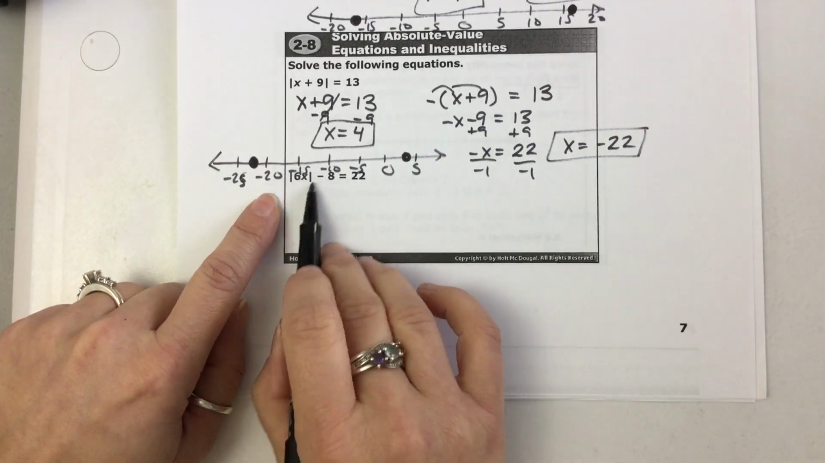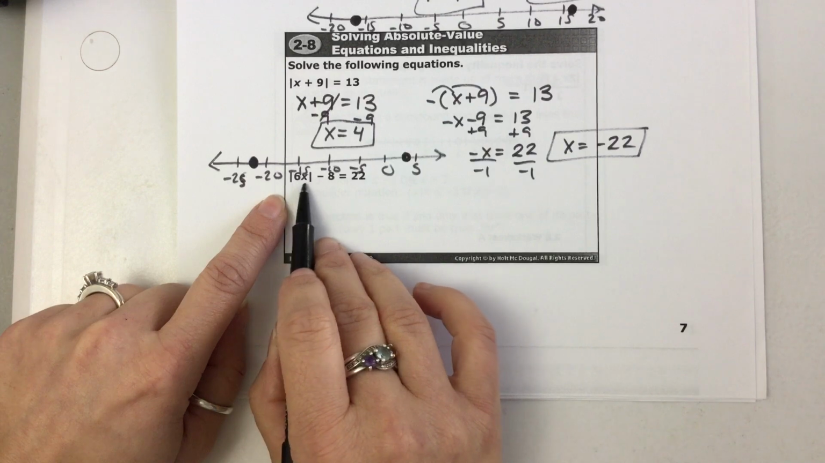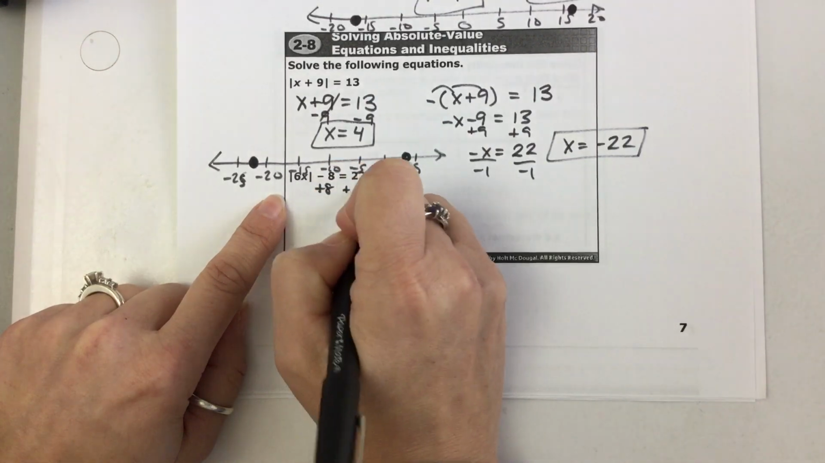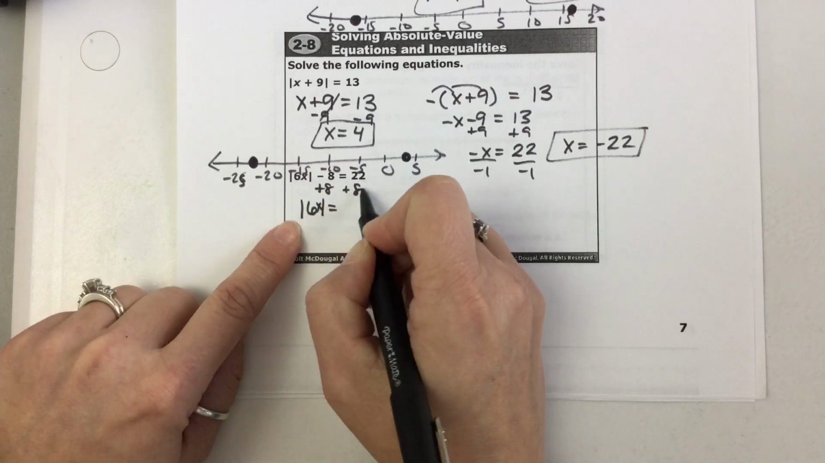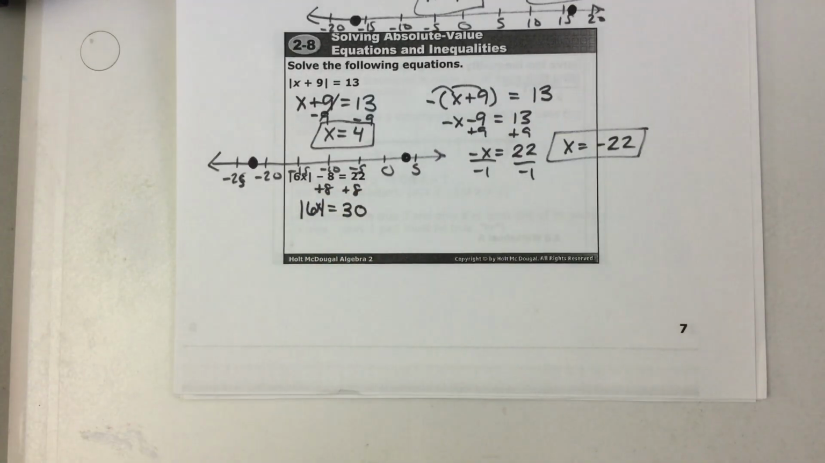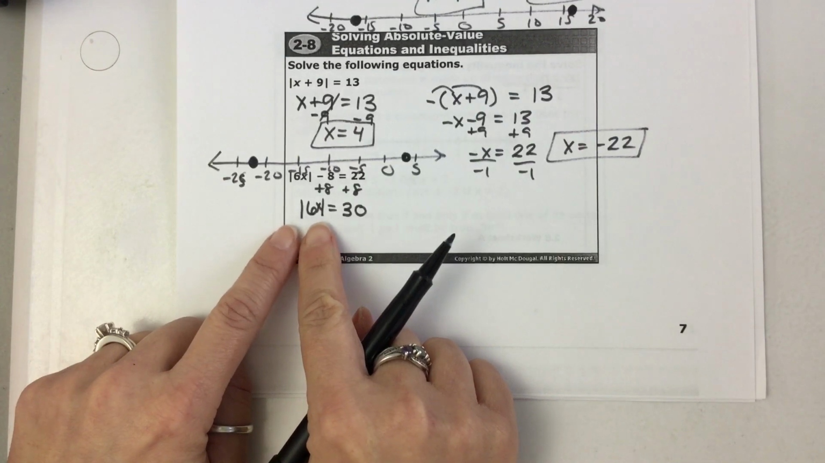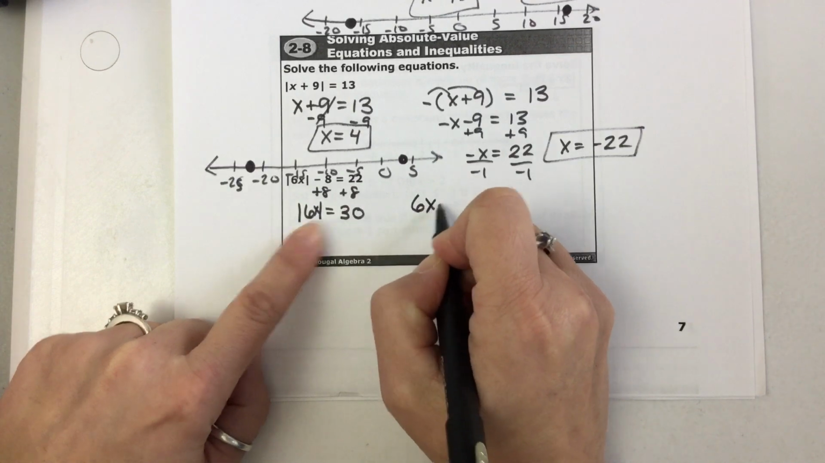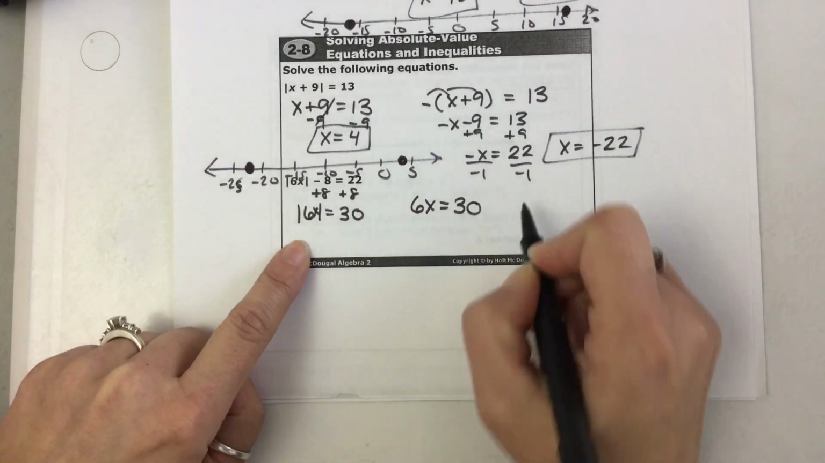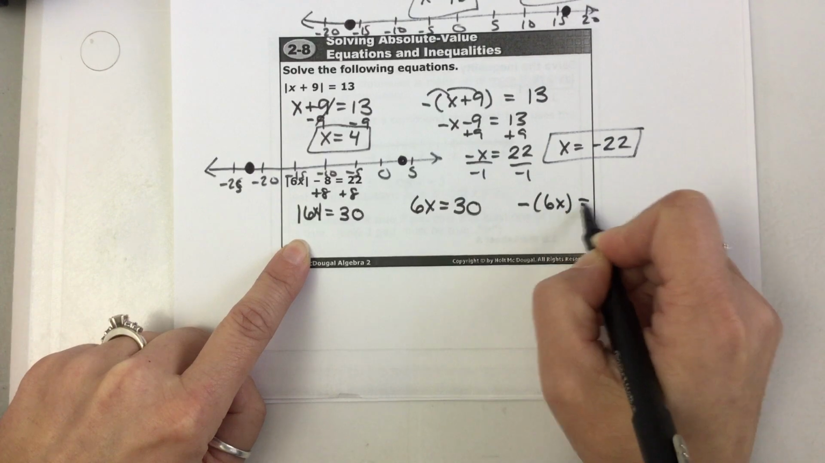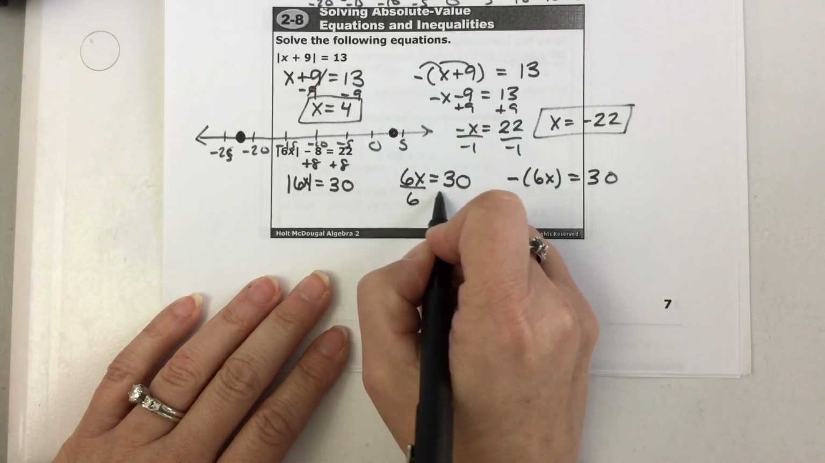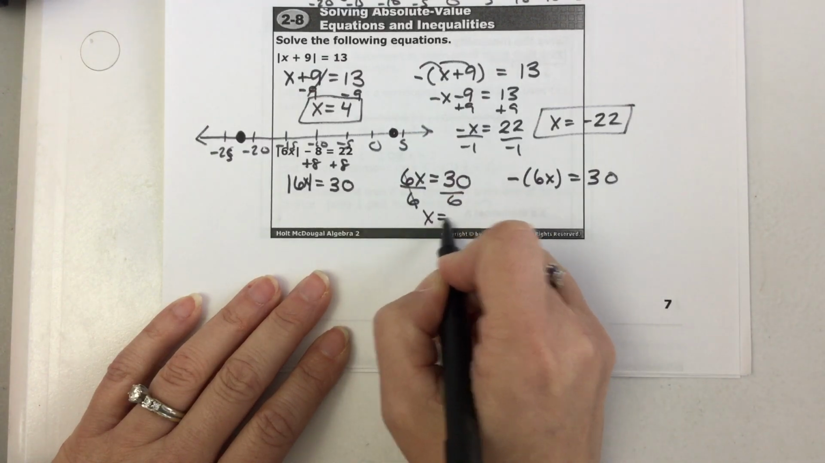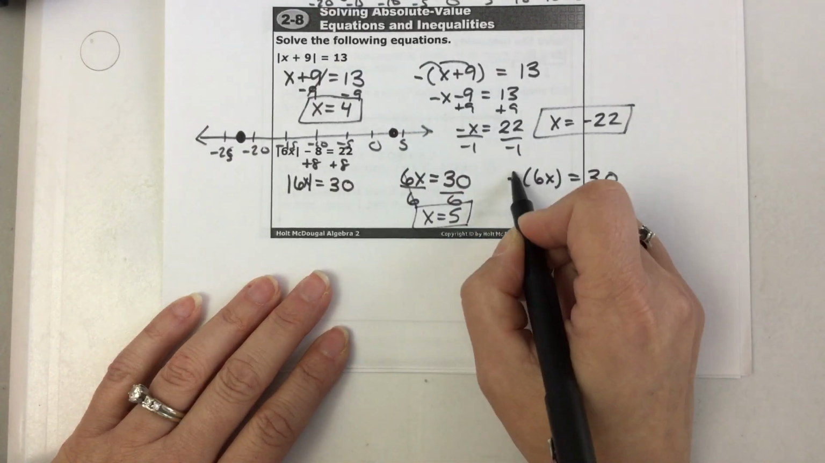I need to isolate the absolute value. This is the absolute value of 6x, so I need to add 8. So it's the absolute value of 6x equals 22 plus 8 is 30. Now that this side is just an absolute value, step 1, drop the bars. 6x equals 30. Negative outside of the 6x equals 30. Go ahead and solve. 30 divided by 6 is 5.